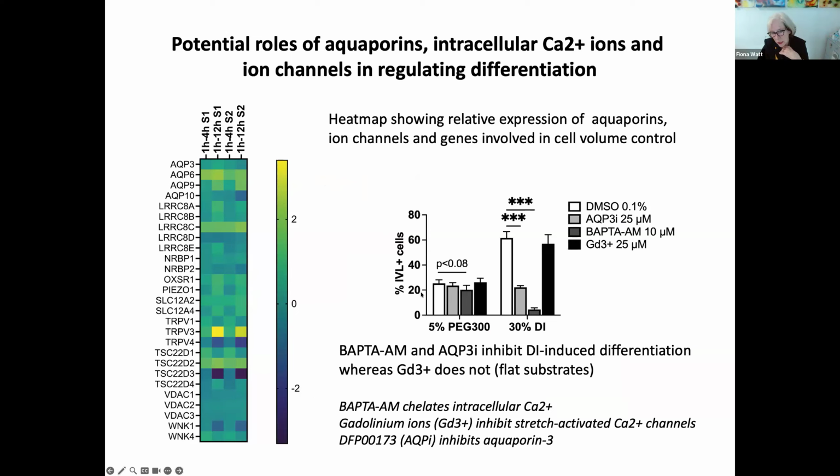And in really initial experiments, we tested the effects of two inhibitors. One was aquaporin 3 inhibitor, and you can see very nicely here that it blocks differentiation induced by distilled water. And in the same way, if we treat with this intracellular calcium ion chelator, BAPTA AM, we can block differentiation. Conversely, if we treat with gadolinium ions, we didn't see an effect.